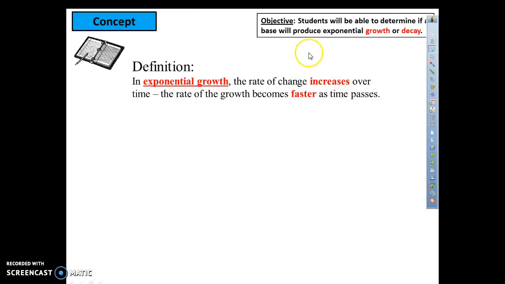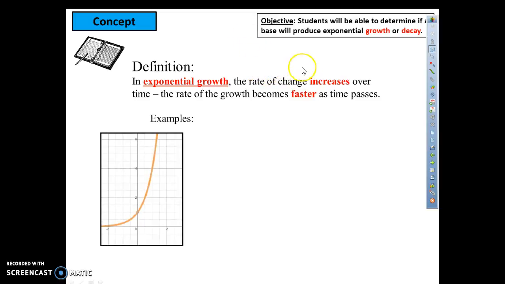Now today we're going to talk about exponential growth, and exponential growth is when I have an exponential function and the rate of change increases over time. The rate of growth becomes faster as time passes. Notice here I'm at 0, 1, and going to this point here I rise 1 and I run 1. So that's about a slope of 1.